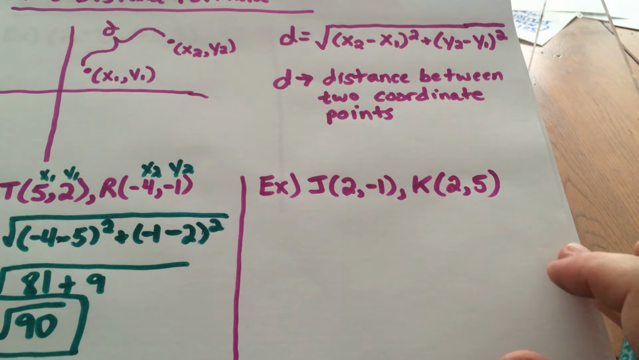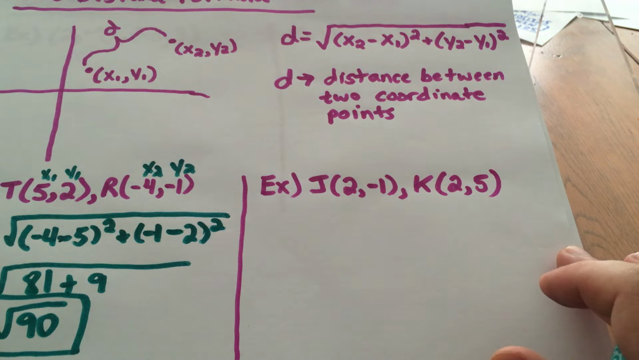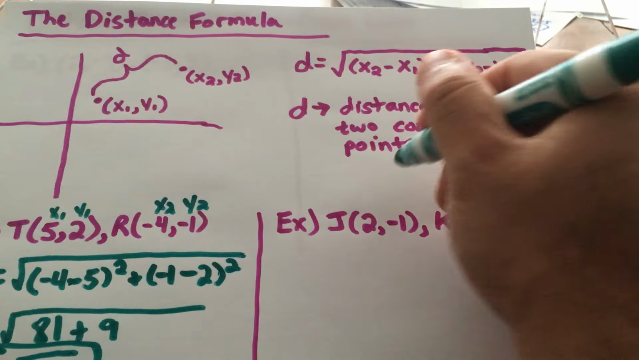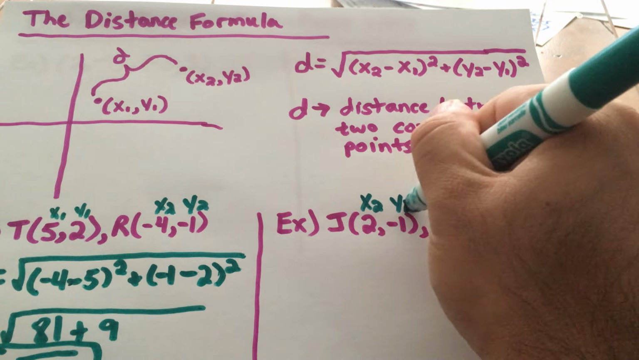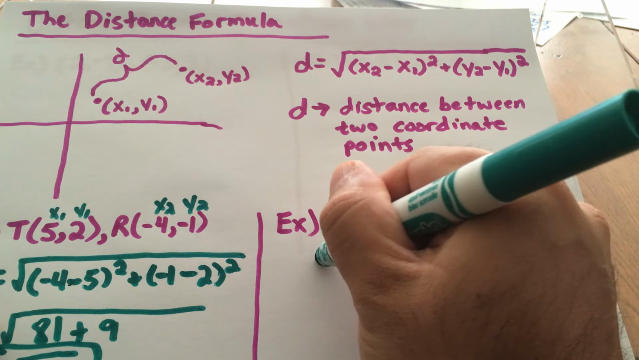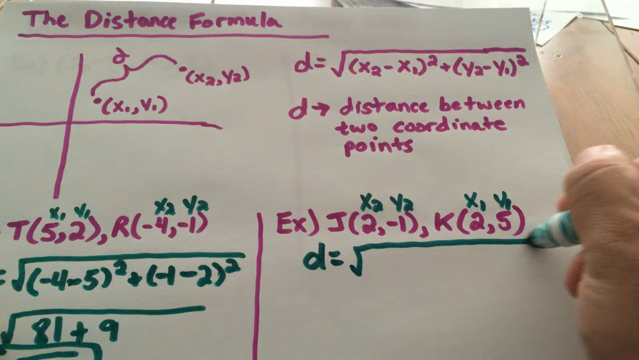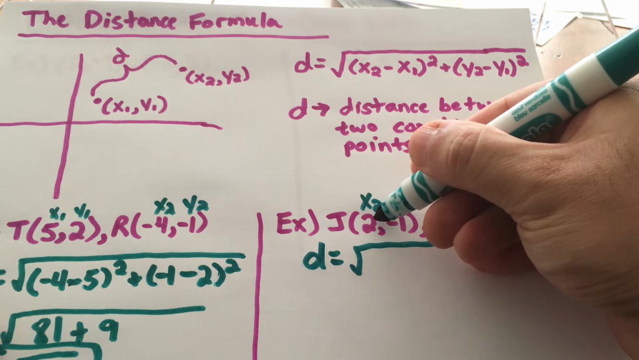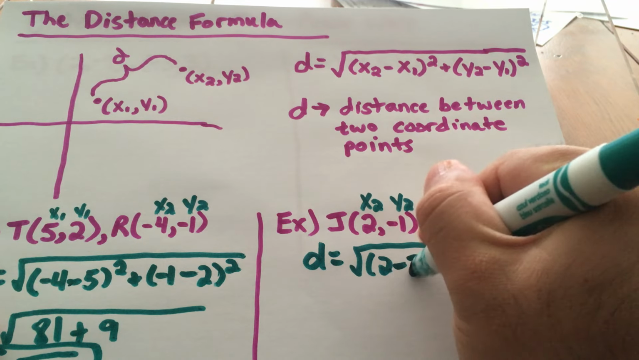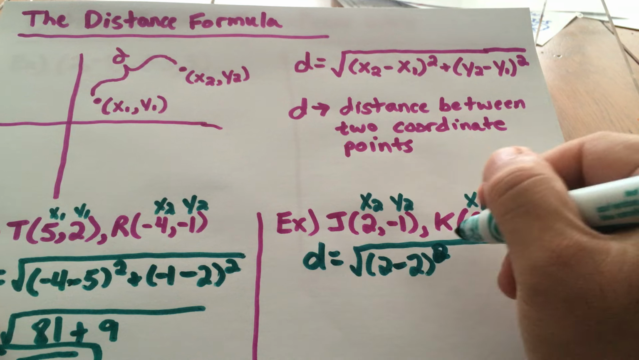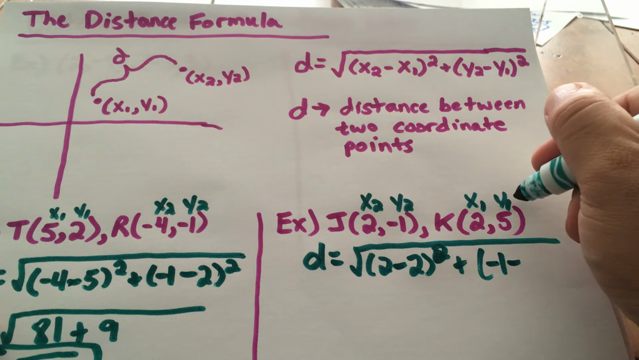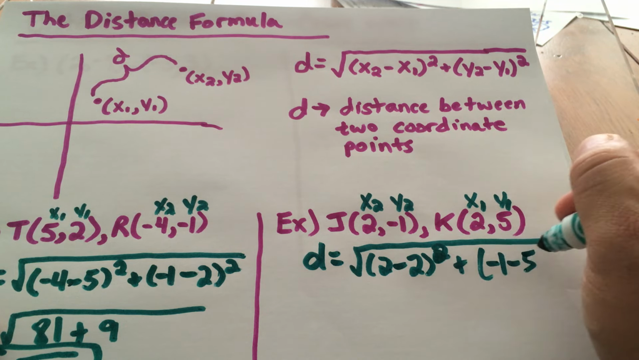Okay, so here we are. Just to show you that it doesn't matter which order you pick these things: over here I said the first coordinate was the 1s. Here I'll make this x2, y2, and this can be x1, y1. We'll plug it into the formula. So d is equal to the square root of x2, which here is 2, minus x1, which is 2, squared, plus y2, which is negative 1, minus y1, which is 5, squared.